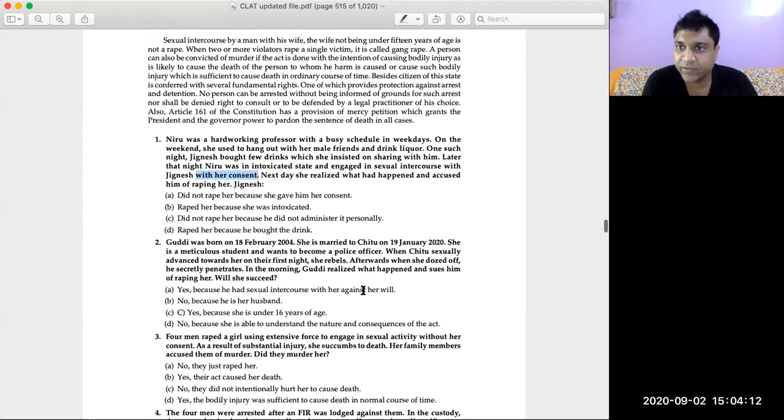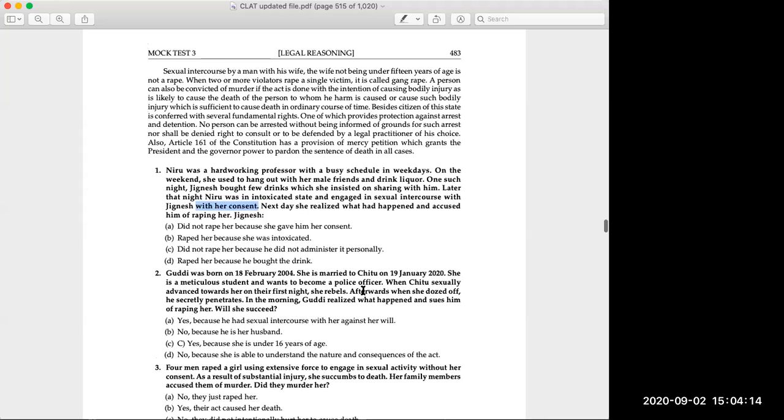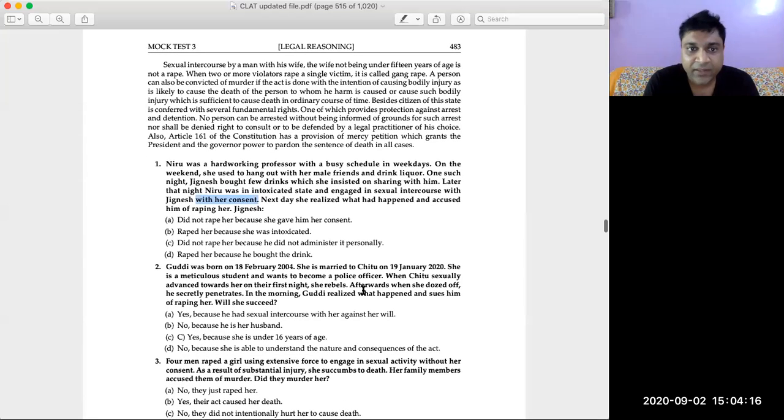So do you agree with that? Yes, sir. So what is the answer then? The answer is A. Did not rape her because she gave her consent. I think in the book there's a typo. It has been given as B. So if you are ever referring to your books, please change that answer and make it A.